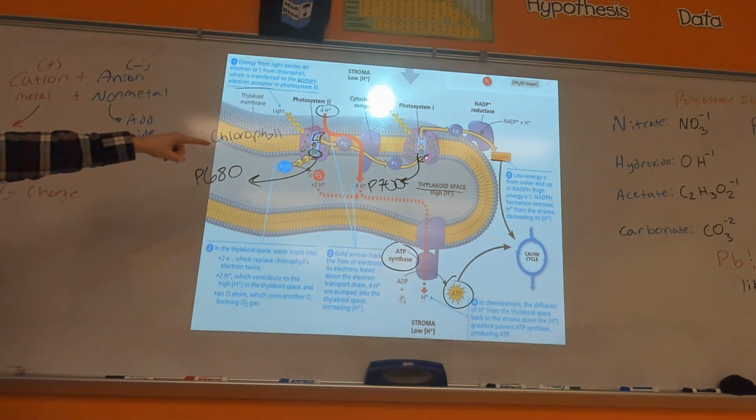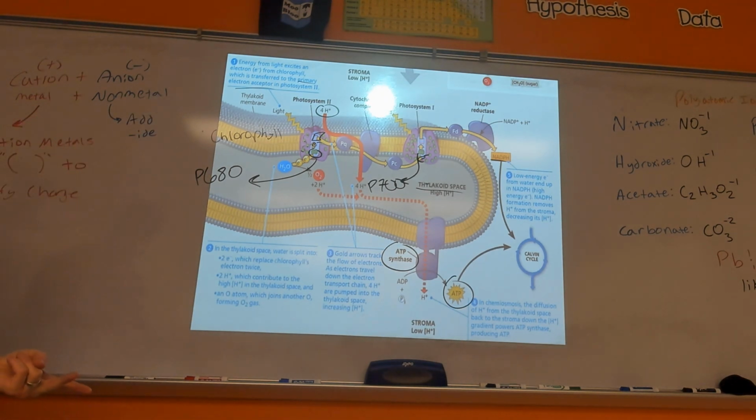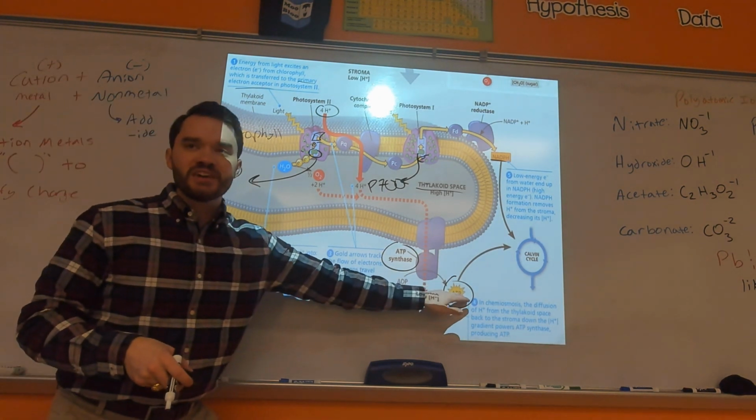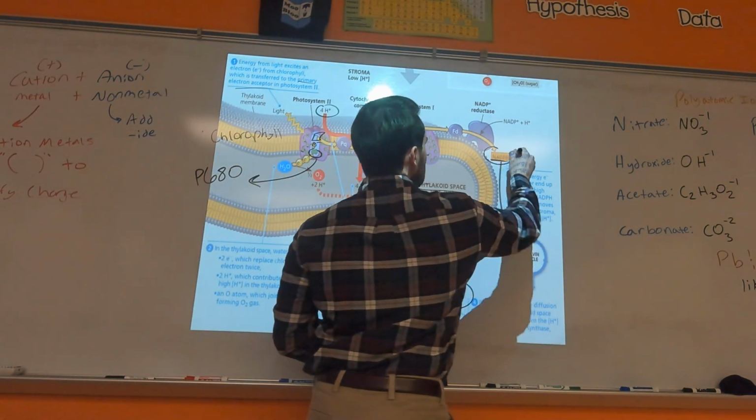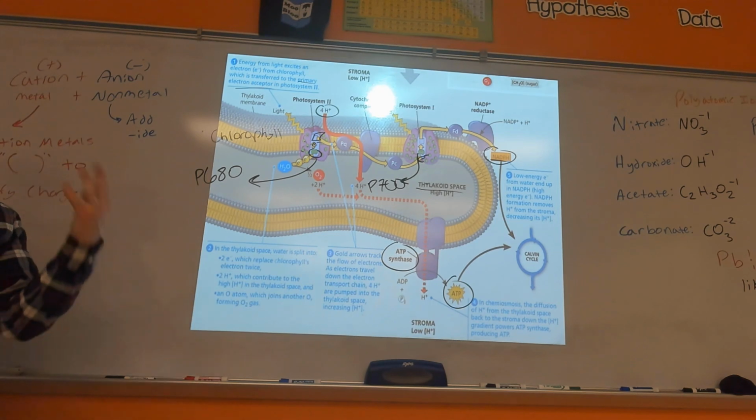So the electrons from P700 will go up to another primary electron acceptor there, and then down a second electron transport chain. And this time the energy of the second electron transport chain isn't used to make ATP, it's being used to make NADPH. Okay, so 2 electron transport chains.